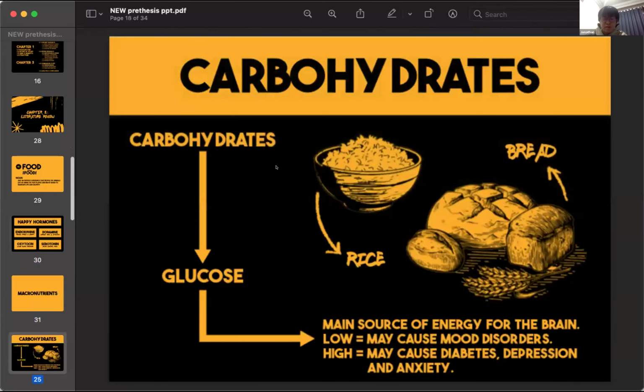And so, macronutrients. The first one is carbohydrates, the most basic one. Carbohydrates are the most important since they give glucose, which is the main energy source for the brain. If you eat too little, you may get mood disorders, and if you eat too much, you may get diabetes, depression, and anxiety. Eating too many carbohydrates can cause a high level of glucose intake, which after consuming might make you sleepy and give you a drop after the sugar rush. Examples of carbohydrates are rice and bread.